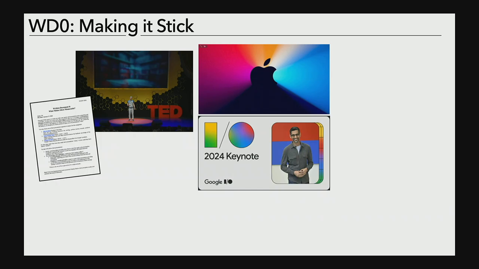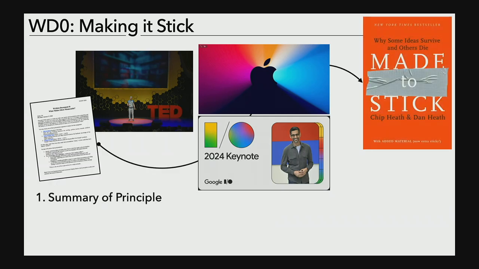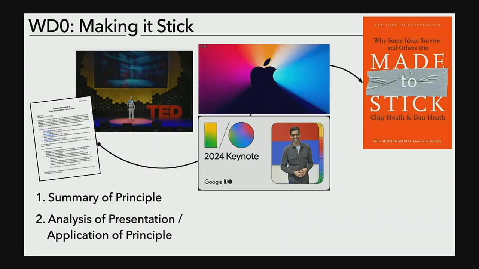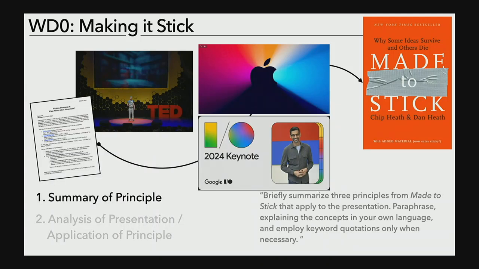Okay? So remember, there are 2 key components of this assignment. The first is the summary of the principle, which we want you to use to show that you've read the book and you've understood what that principle is in a deep and meaningful way. And then the second is the analysis of the presentation, or the actual application of that principle. That I'm going to talk about next class. For the next 8 minutes or so, I'm going to try to get to an example of what we want you to do here.